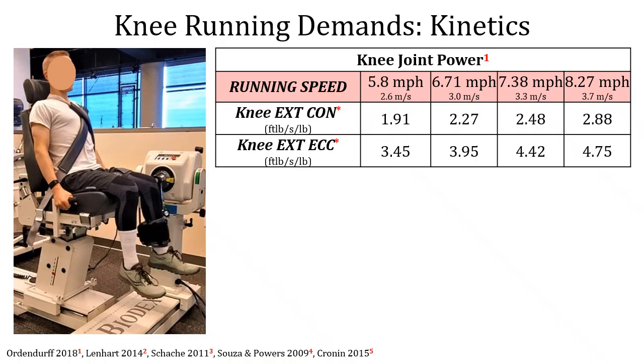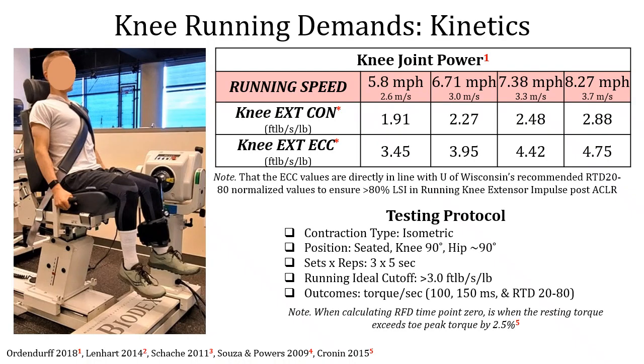And then you can also see the knee extension for the eccentric. Obviously, the eccentric is more important than the concentric, because that's the muscle function that is protecting the joint during the loading during running. You can see that these numbers correspond pretty readily to what we had spoken about, with anywhere between 3 to 4 foot-pounds per second per body weight being what is recommended. So the eccentric values are directly in line with the University of Wisconsin's recommended RTD 2080 normalized values.